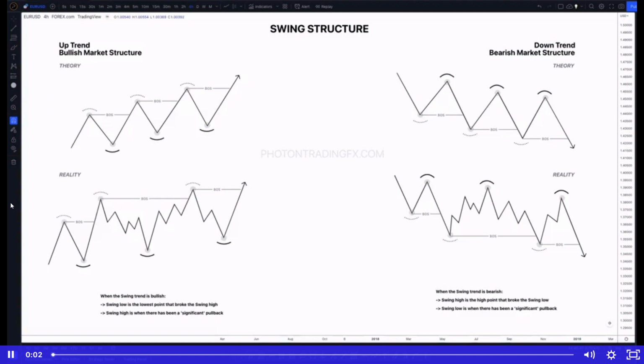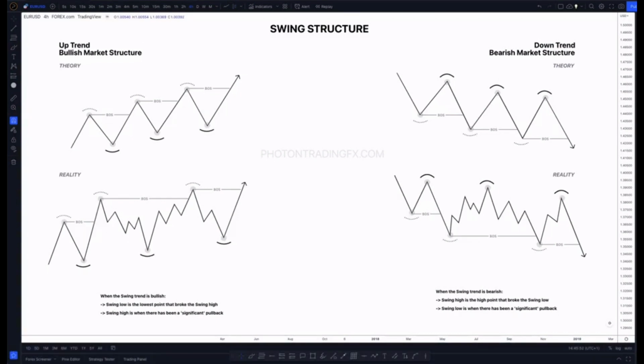So now we are going to look at swing structure, and swing structure is probably, I would argue, one of the most important things for you to know. It's basically where I start whenever I have a blank chart and I sit down. It's the first thing I am looking to map, analyze, and figure out.